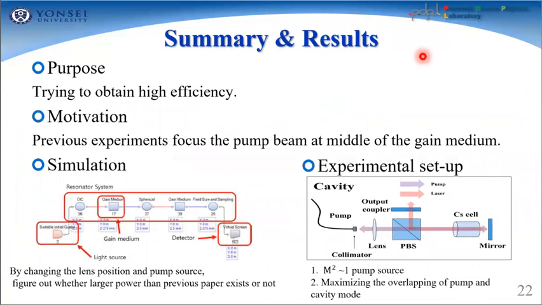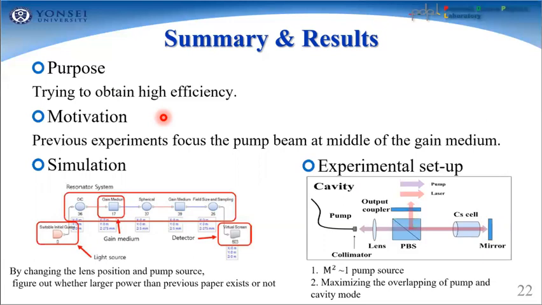For summary, the purpose of my research is trying to achieve a high efficiency cesium laser by maximizing the overlap of the pump and cavity mode. The motivation is that the previous experiments focused the pump beam at the middle of the gain medium, and they do not match the pump size and cavity mode size. I will do a simulation with an algorithm, changing the lens position and pump source distribution, and I will try to figure out whether larger power than previous papers exists or not.